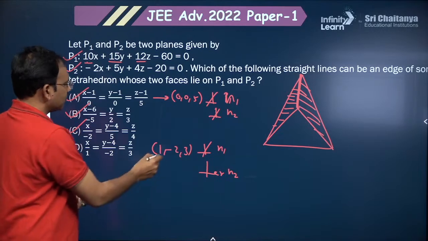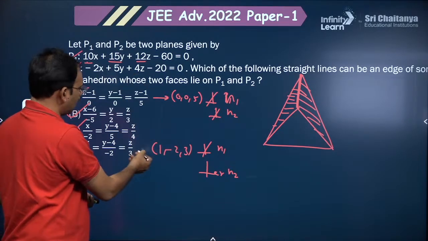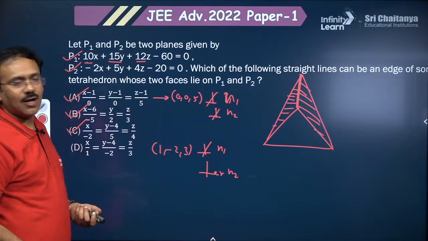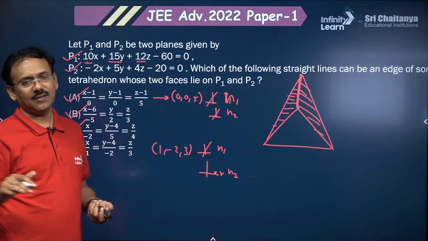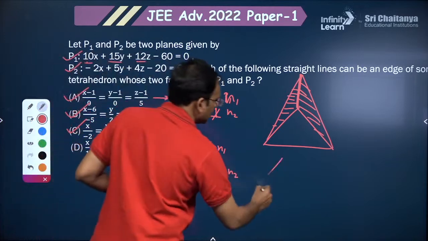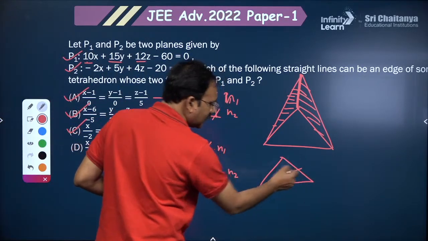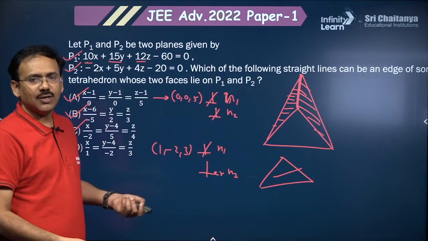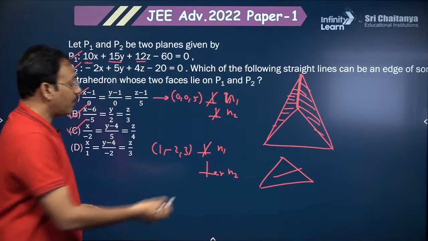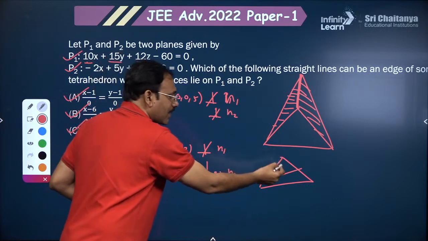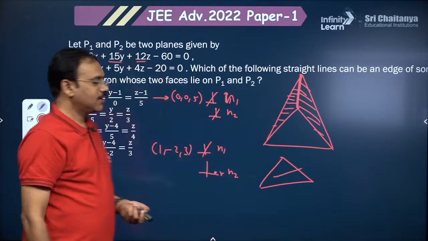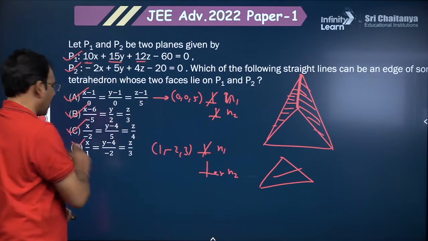That means this particular line is parallel to the normal, which means the line may lie parallel to the plane. So parallel means this line is contained in a particular plane. In that case it cannot be the edge, because it is not perpendicular; it is not going to intersect the other plane. So option D will not be possible.